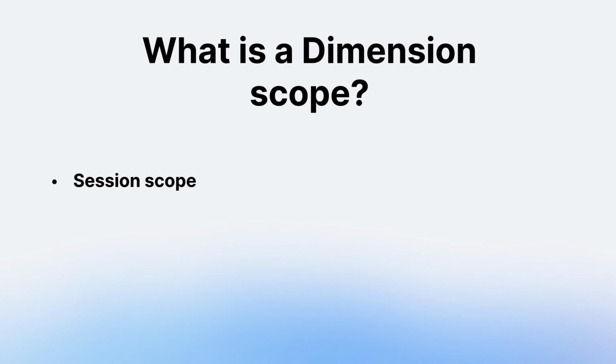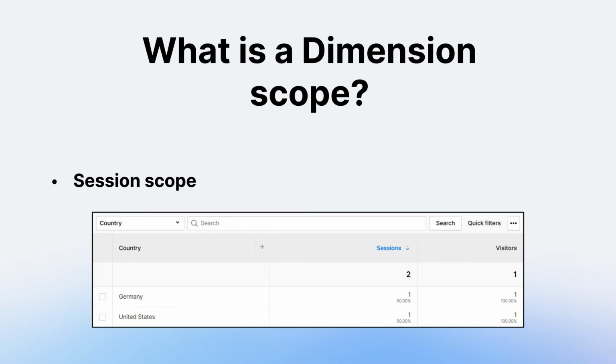For example, dimension country. Let's consider one visitor. The visitor comes 2 times to our website from 2 different countries because they, let's say, happen to travel a lot. We have a count of 2 for metric sessions and a count of 1 visitor for the metric visitors, and 2 values for dimension country, say Germany and United States, 1 session for each country.